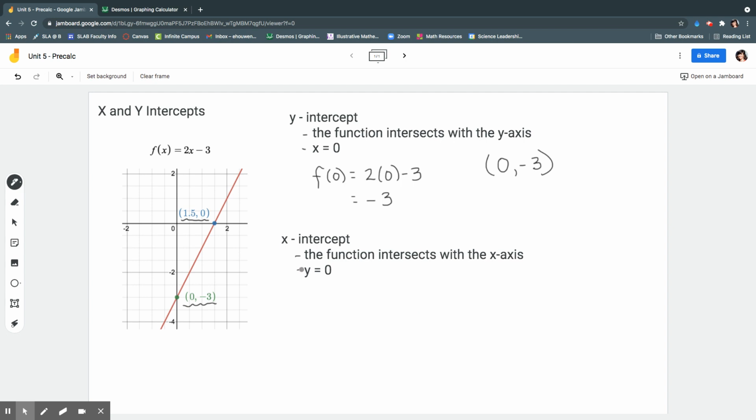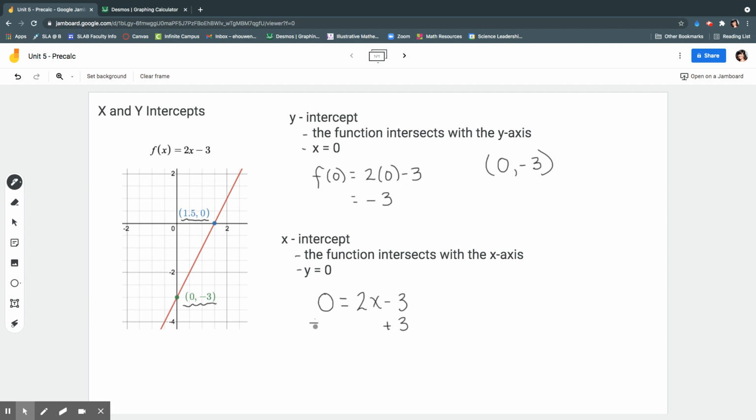So in this case, the output, the y value, is 0. So we have to figure out, what did we plug in in order to get out 0? So the output was 0. So we have to figure out what x value is going to give us an output of 0. In this case, we would have to solve this equation.